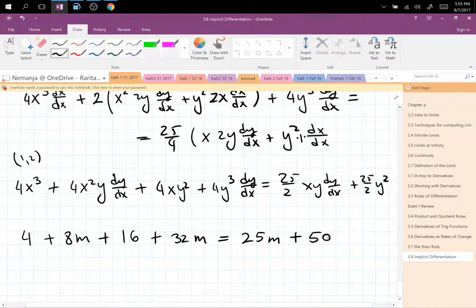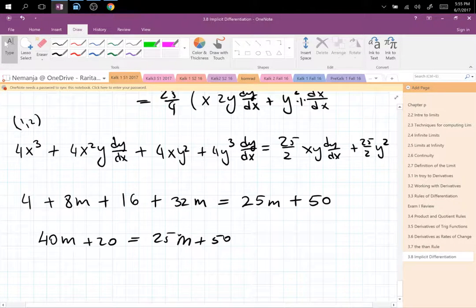So what I did is I plugged in 1, 2, and m where they belong. So 8 plus 32 is 40. So you put all m's on one side. So that's 40m plus 20 is equal to 25m plus 50.